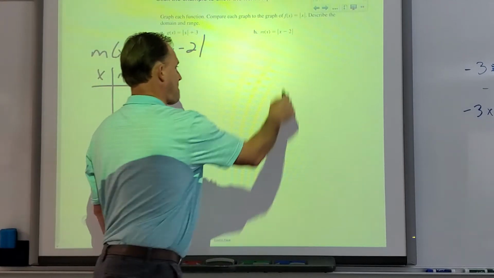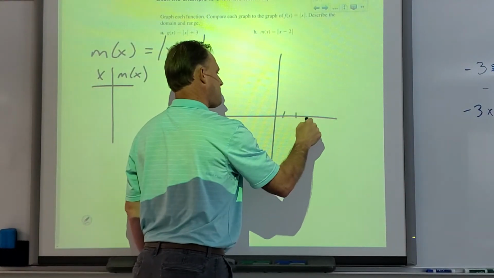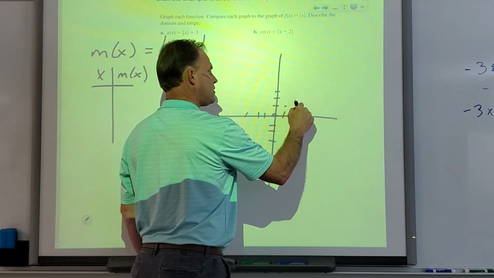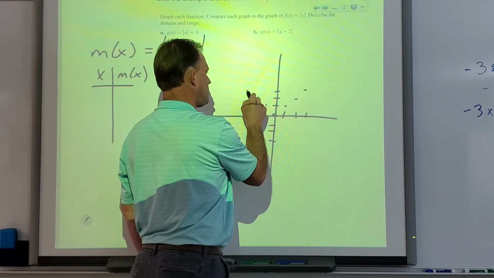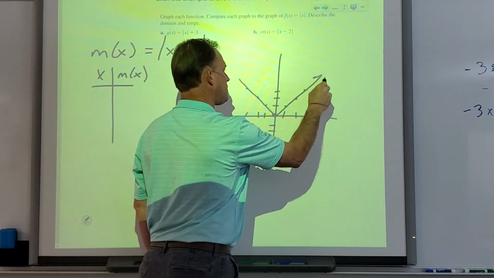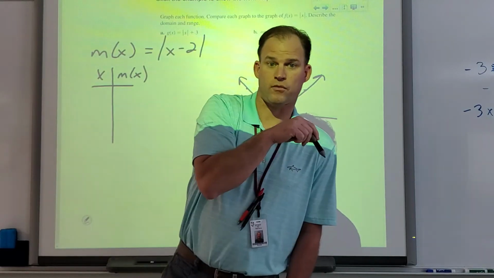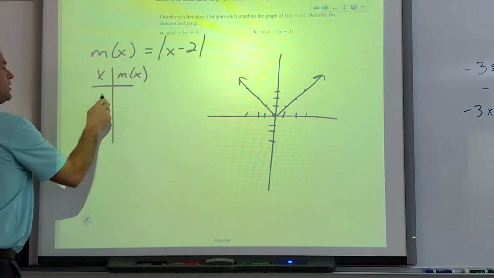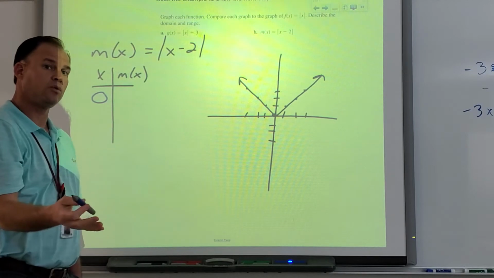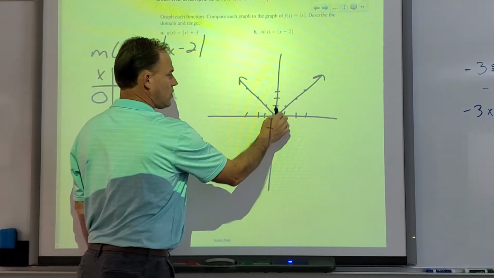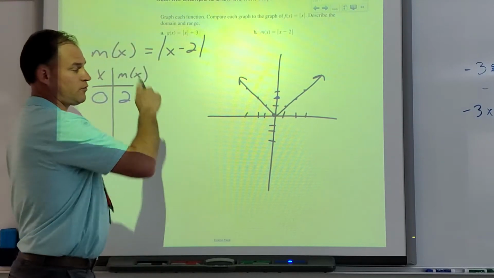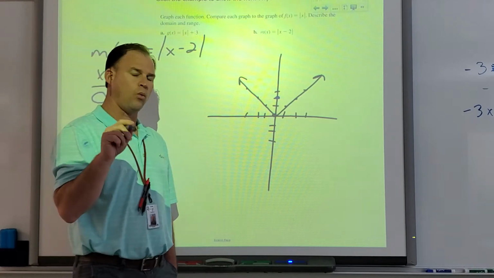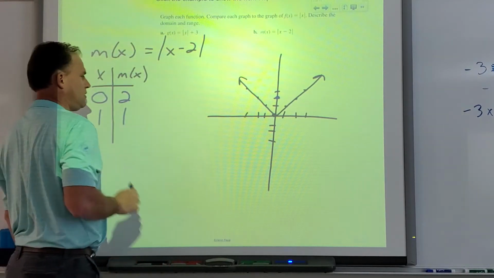So let's plug and chug again. I'm putting the original one on here so we can talk about the comparison. Put that on your graph right now. So here we go. Put in 0. If I put in 0, 0 minus 2 is negative 2. Absolute value of that is positive 2. So I have 0, positive 2. Don't get too ahead of yourself. Plug in 1. 1 minus 2 is negative 1. Absolute value of negative 1 is positive 1.